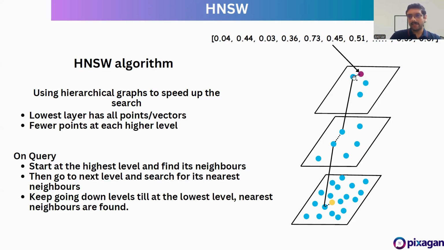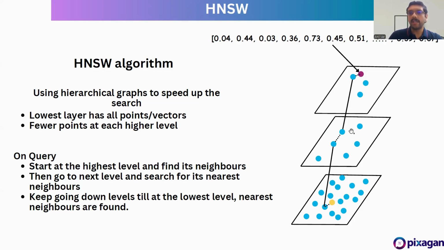And then that point is also there at the lower level, right? At each level, it's got fewer and fewer points, but the points that are there at the lowest level are there at the level above as well. So this point exists here. It's going to find that point and say, okay, this is my closest neighbor. Let me go to that at the next level.